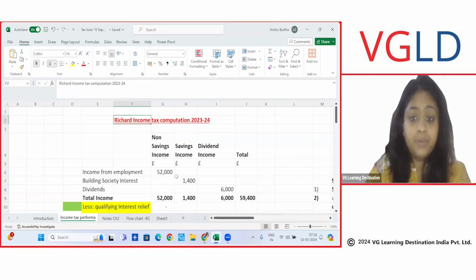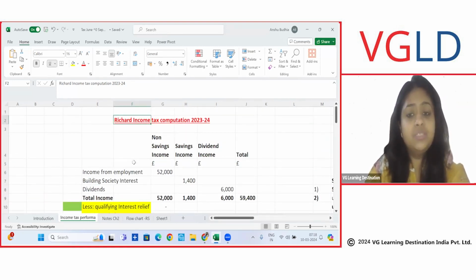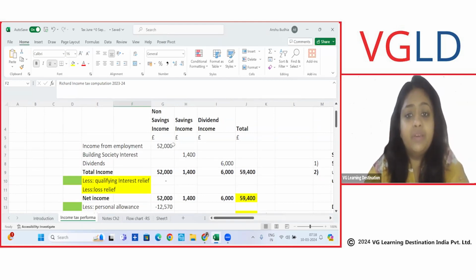When I talk about companies, it will be a part of their pro forma only. Of course, the pro forma will be different for companies. So that's still a long way to go to the companies level. Okay, now, here I've taken the example of employment income, building society interest, and dividend income, precisely one income each for non-savings, savings, and dividend.